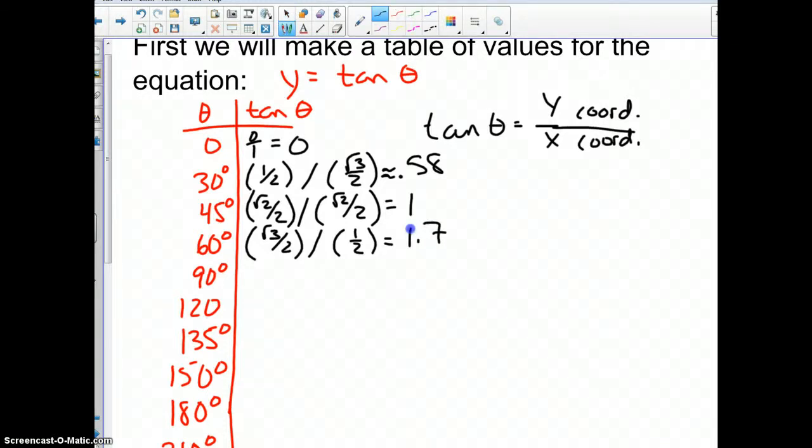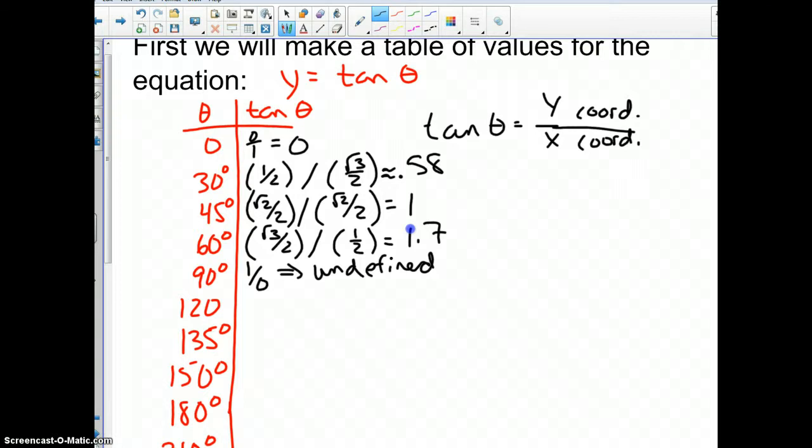Now if we move on to 90 degrees, this is where we get a little crazy, as our y coordinate here is 1 and our x is 0. Remember, dividing by 0 means it's undefined. So at 90 degrees, the tangent function is undefined. If you try to put that in your calculator, you can't do that. So what we take a look at next is, what if we do 120 degrees?